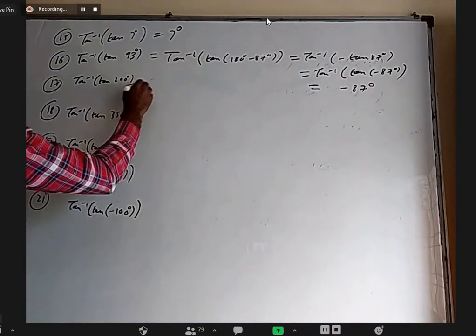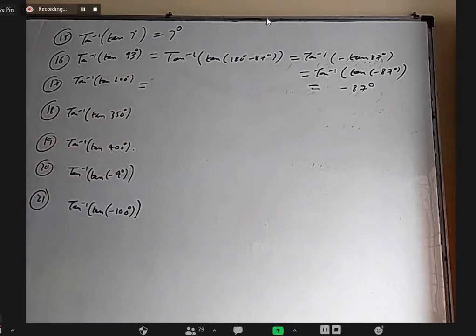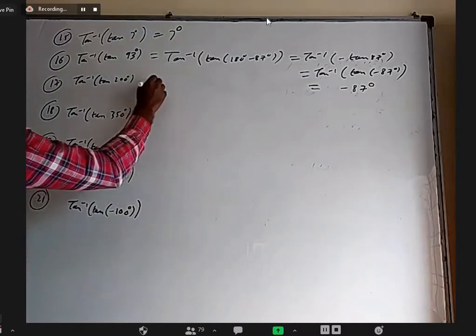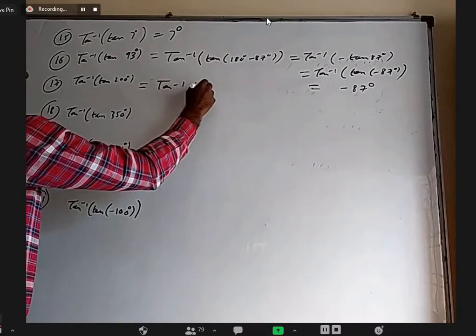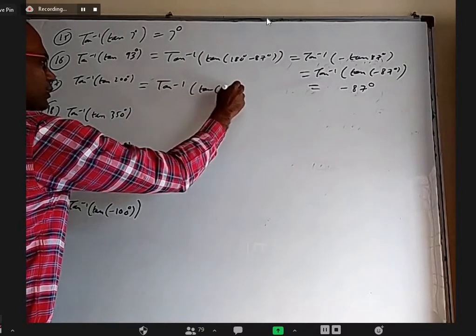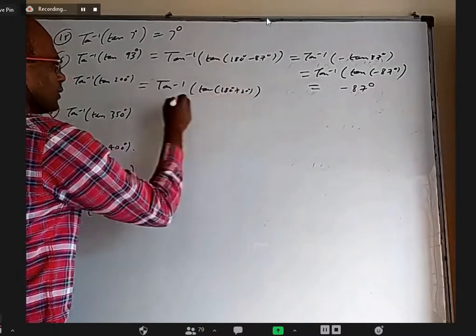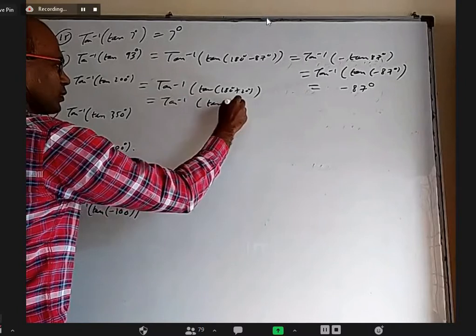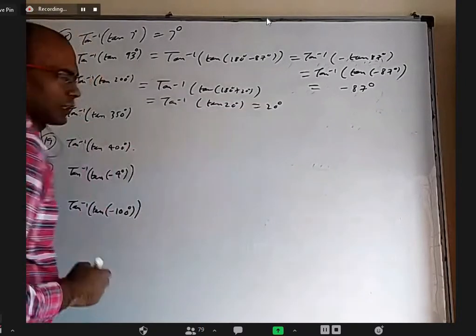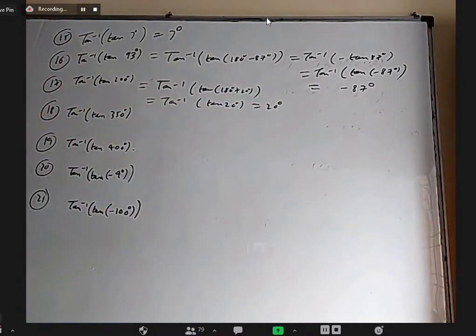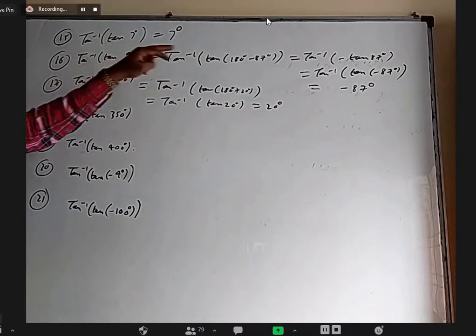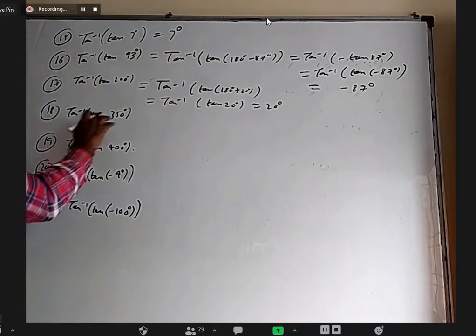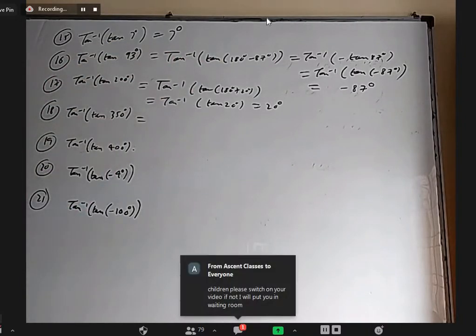Okay. Yes, Namrata, what are the answers here? 20 degrees, sir. Yeah, in third quadrant it is positive. Tan inverse tan 180 plus 20, which is tan 20 only. Tan inverse tan 20 and 20. Principal values for tan are minus 90 to 90. So this one directly fine. This one is also fine. Okay. And 18th one? Minus 10 degrees, sir.